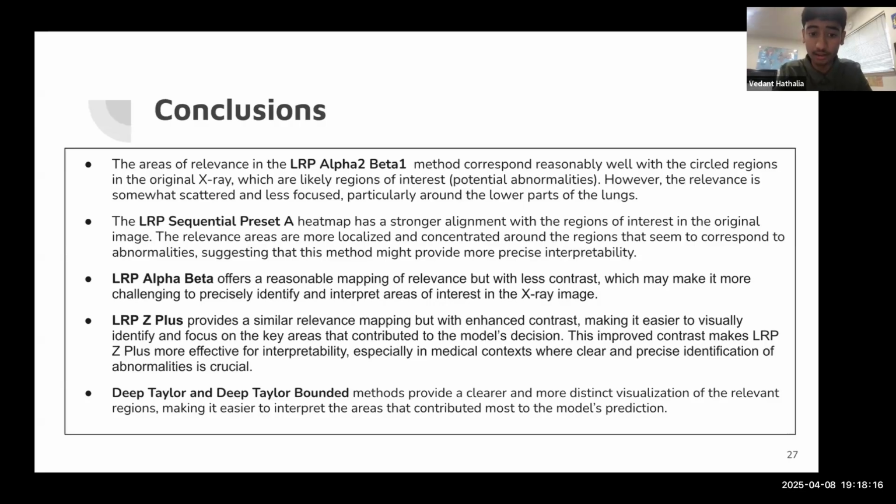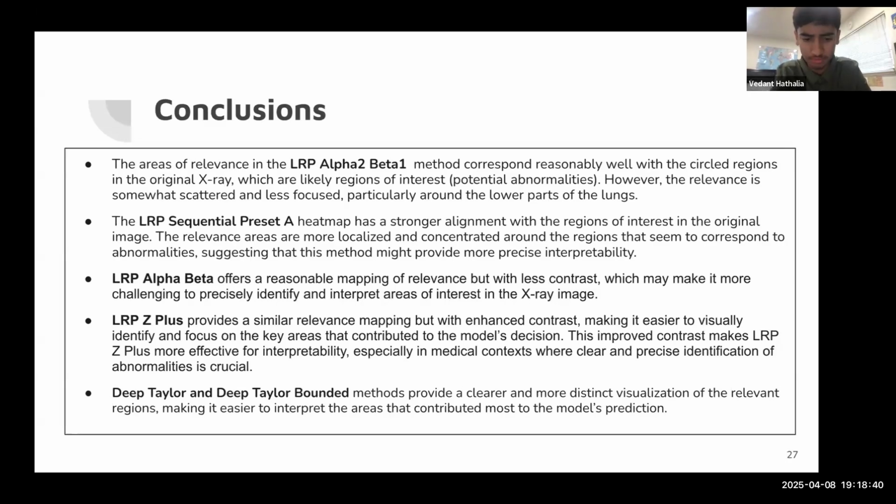For LRP alpha beta, it was a reasonable mapping of relevance, but there wasn't very much contrast, as we mentioned before, which makes it really hard to specifically identify what part of the heat map or what part of the lung is why the diagnoses took place. For LRP-Z+, it's similar relevance mapping, but there's much more contrast, which makes it very much easier to identify the areas that once again create that result.